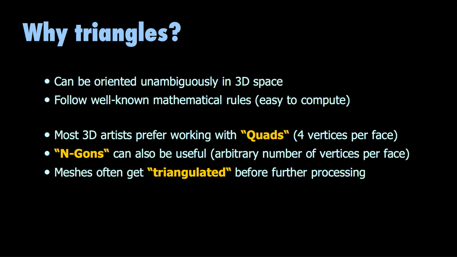Although computers like to work with triangles, 3D artists often prefer faces that consist of 4 vertices, so-called quads, which allows a more intuitive and pleasant workflow. Sometimes faces with an arbitrary number of vertices, called n-gons, can also be useful, but should be used with care. In many cases, the mesh data will eventually be triangulated, either manually or automatically, before it gets processed any further.